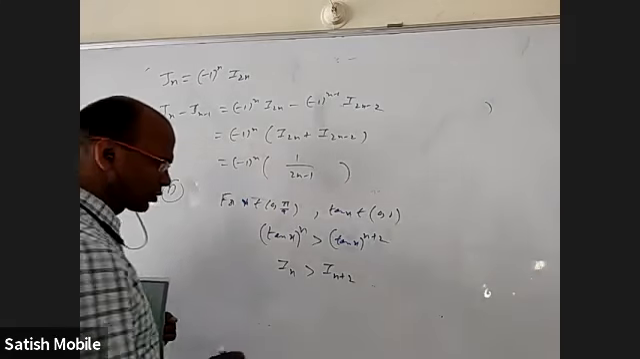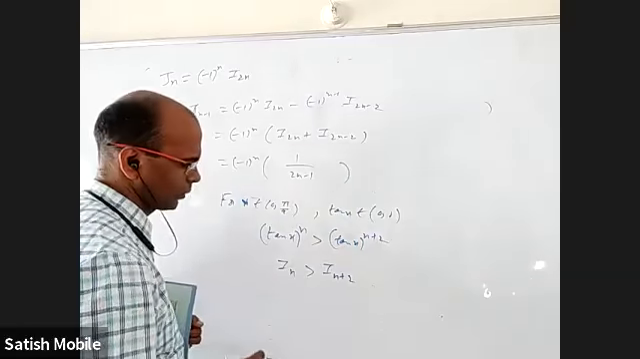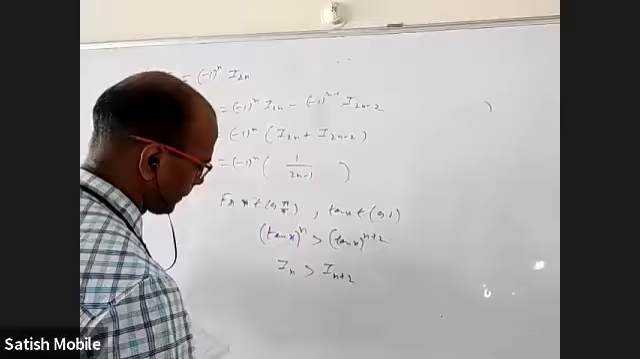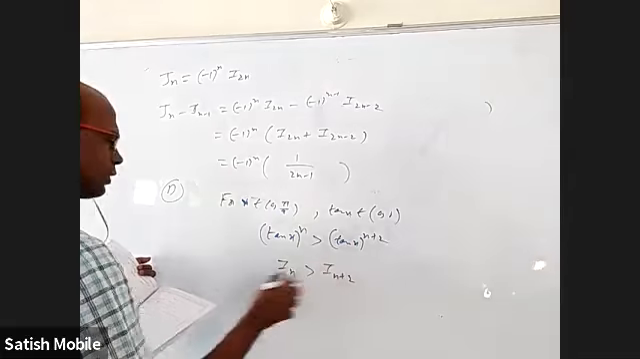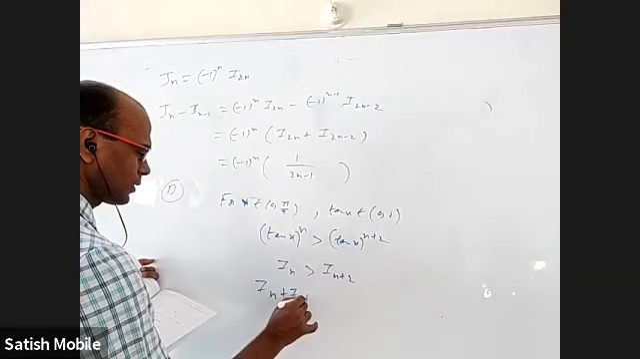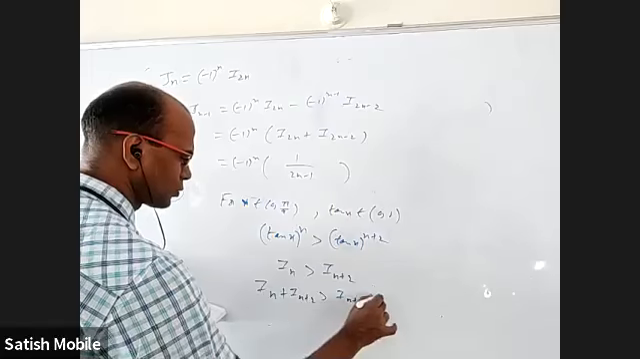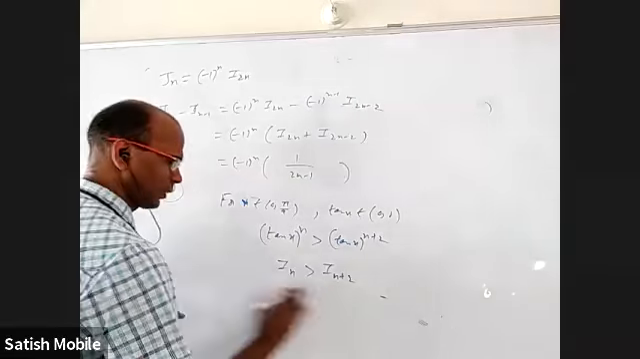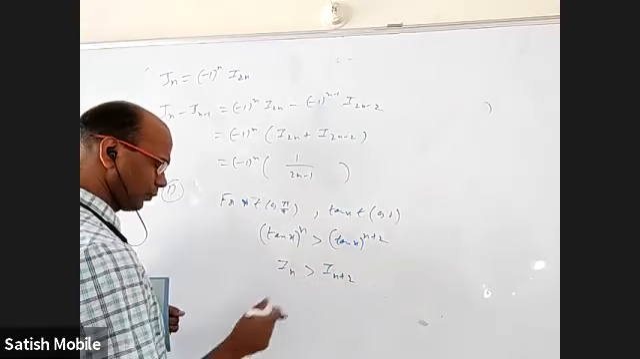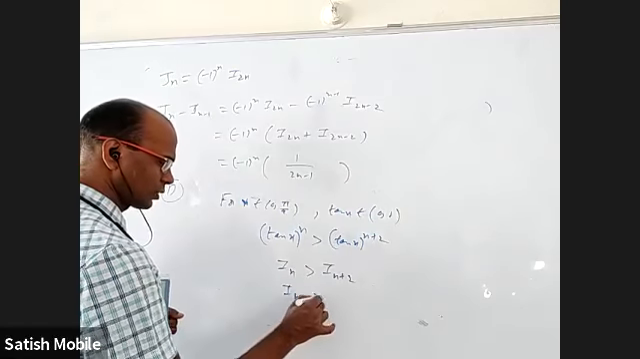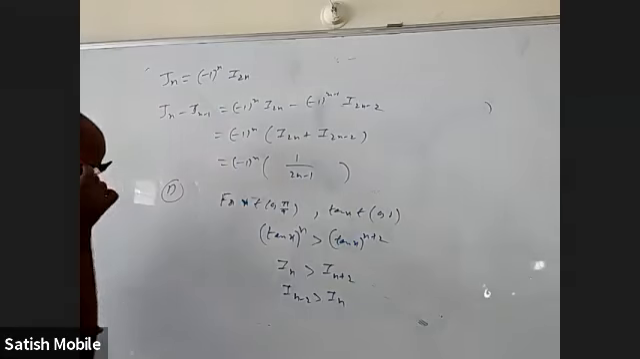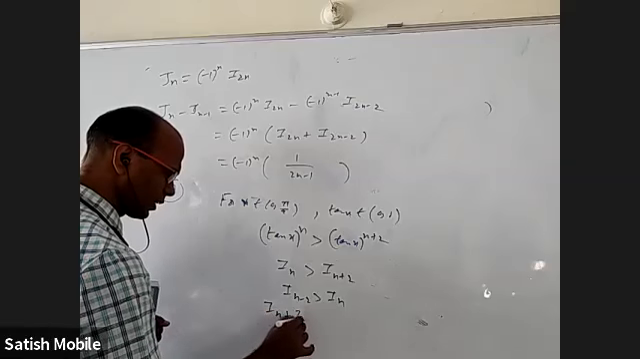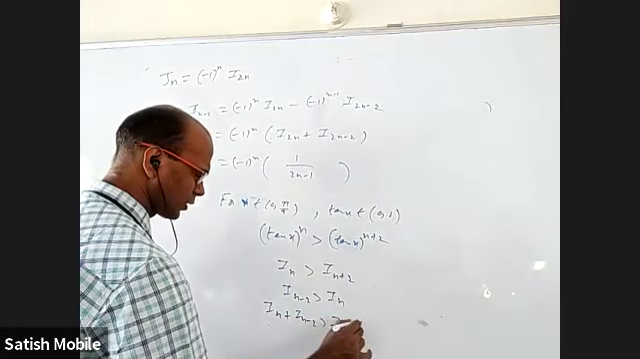I'm going to add I_n on both sides. I can also add I_(n+2) on both sides, anything is okay. I'll add I_(n+2) on both sides. I_n + I_n is greater than I_n + I_(n+2). You can also write another way: I_(n-2) is greater than I_n. You can add I_n on both sides: I_n + I_(n-2) is greater than I_n + I_n.